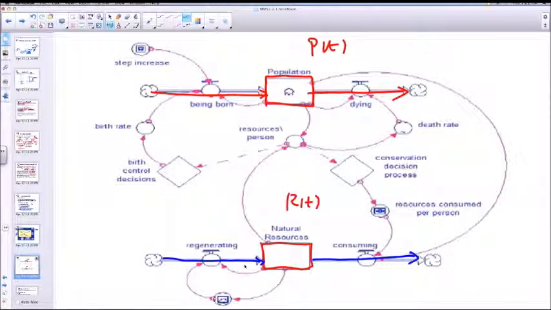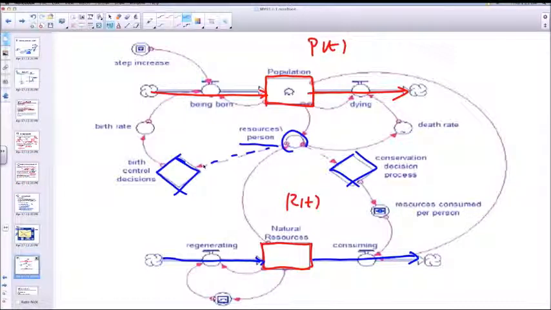And what else we need to know? Oh, you have two control variables. People decide to have babies, but people cannot decide to die or not die, unfortunately. And people can decide about the conservation decision. Those are the decision points. You make some decision, and you look at the feedback system. You always look at the information from those resource per person to make those decisions.